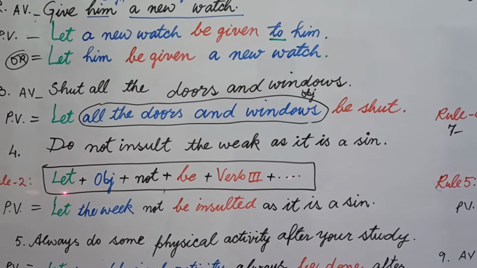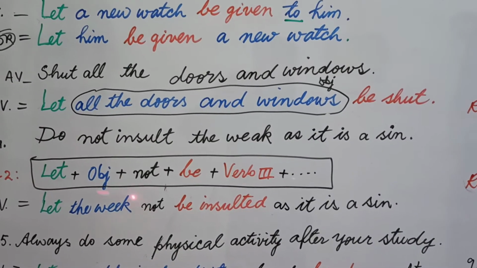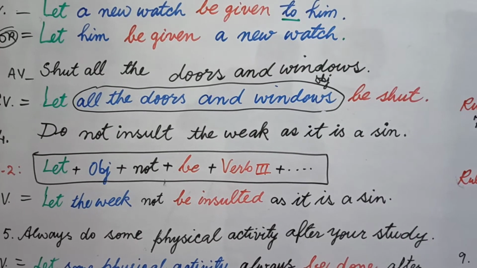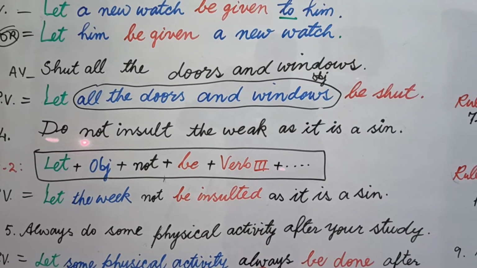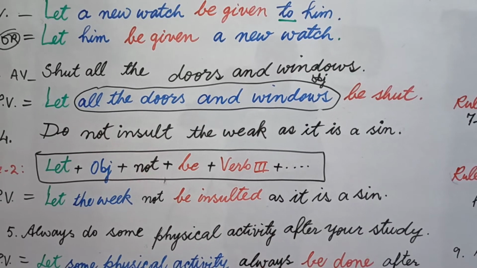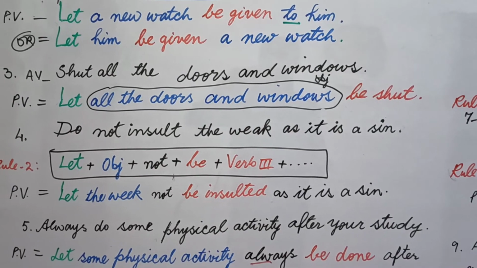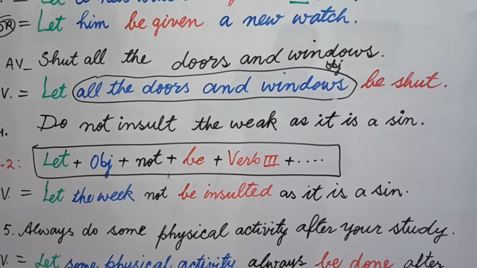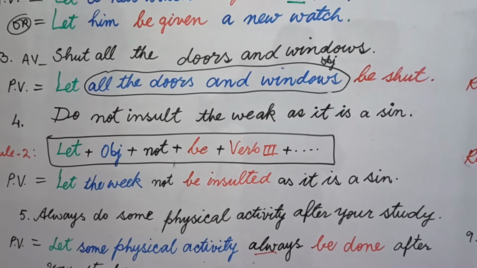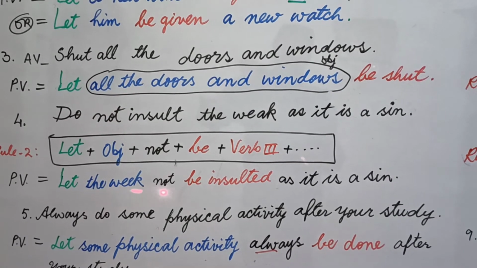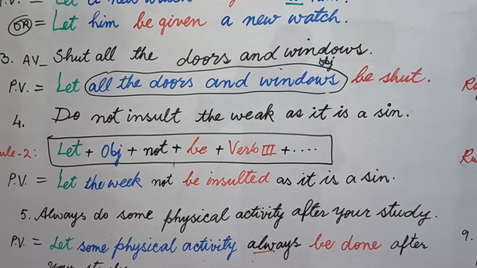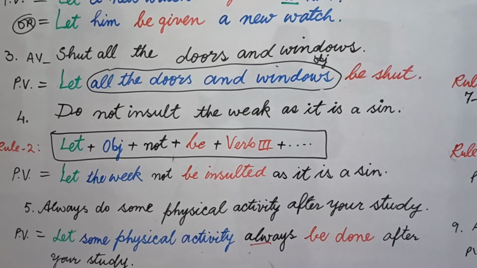Now you will write let in the beginning. After let you will write the object, then the negative word, no. If you have not, you will write not here. If you have never, then you will write never here. If you have always, then you can write always here, then be plus the third form, and then the rest of the sentence. Now your answer is: let the weak not be insulted as it is a sin. Let the weak here is the object, then not plus be plus third form, and the rest of the sentence that is not related to this imperative sentence.